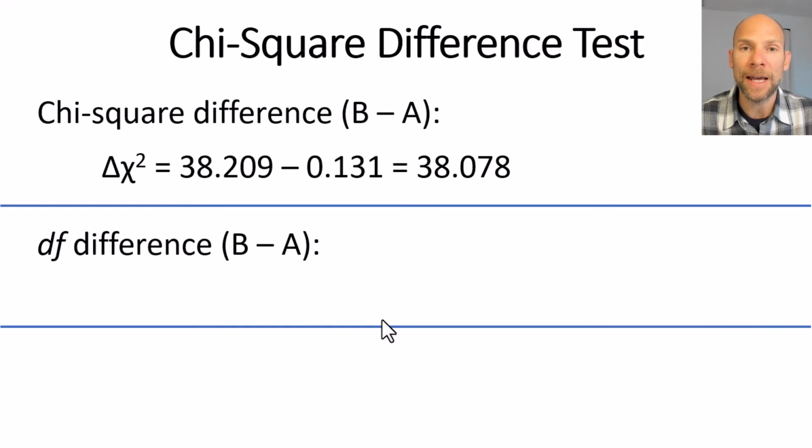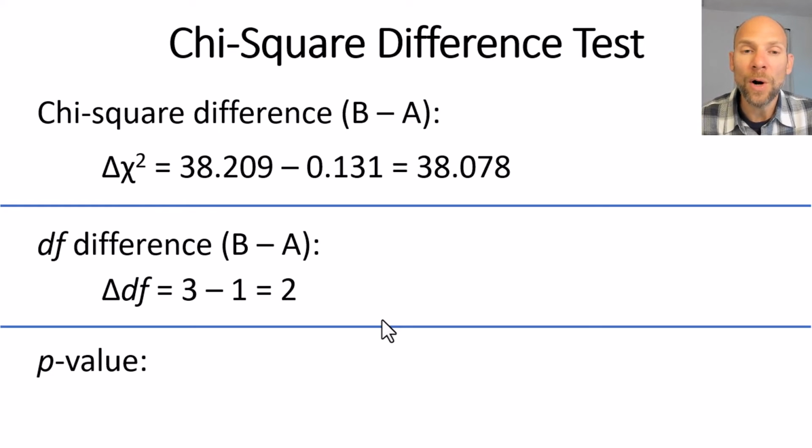Then we also take the difference in the degrees of freedom. Again, B minus A, that's clear because you don't want to have negative degrees of freedom. That wouldn't make sense. So B has more degrees of freedom than A because B has more constraints. B is more parsimonious. So in this case, we have delta df, 3 minus 1 equals 2. That's the difference in the number of parameters between the two models.